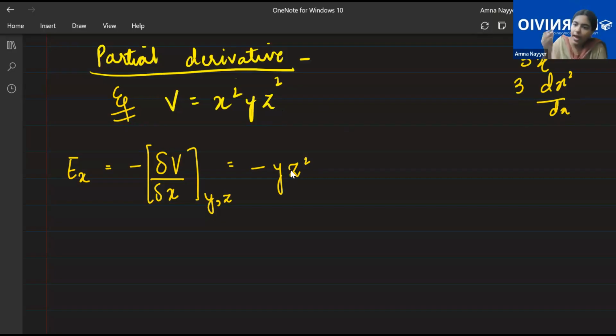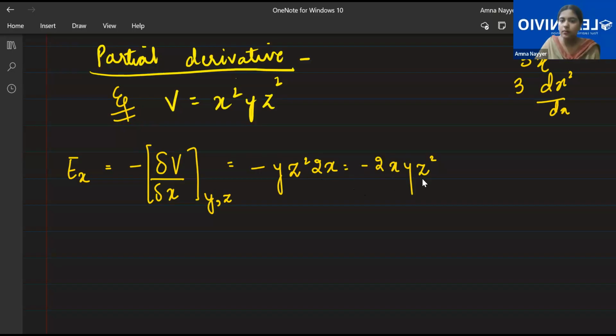So minus yz square is a constant for us. Just forget for 1 second that these y and z were variables. Just think that these y and z were constants. So you only have to differentiate x square. X square will be 2x. So this becomes minus 2xyz square. Tell me class, first part is clear?